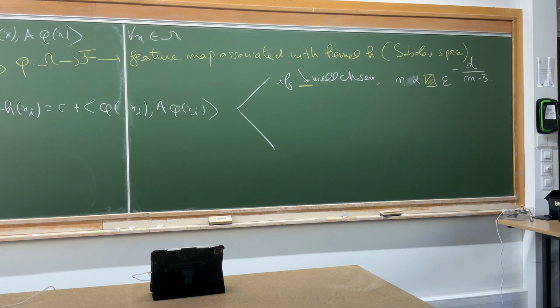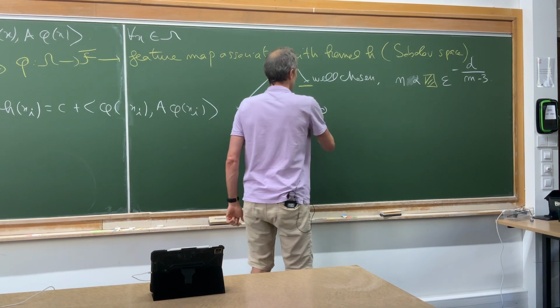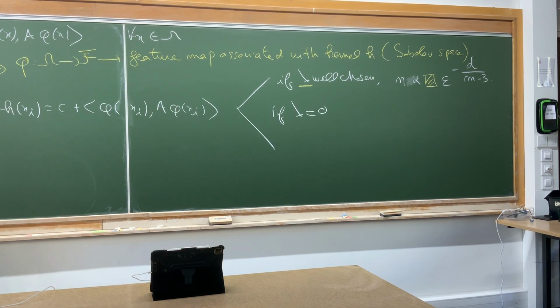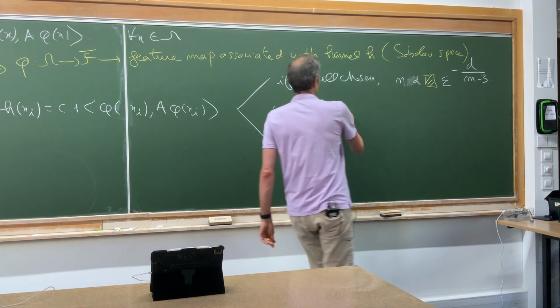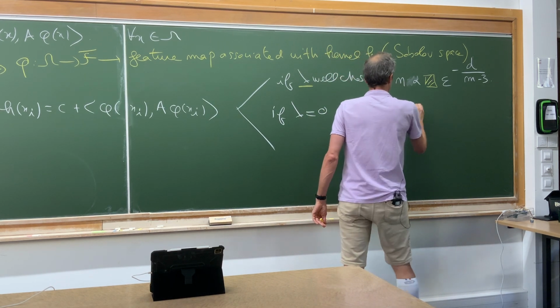One other important point: if lambda is 0, I'm not going to do the math, but you can check that essentially C star will be the minimum over i of h of xi.